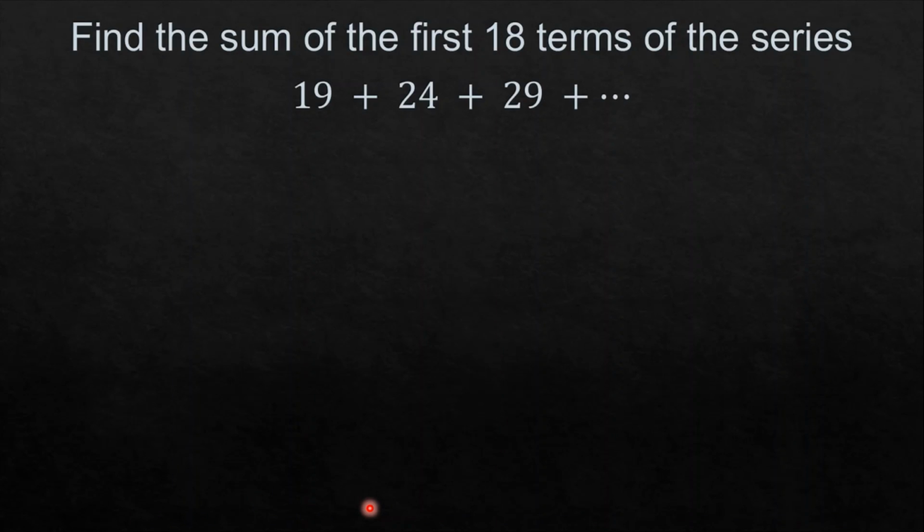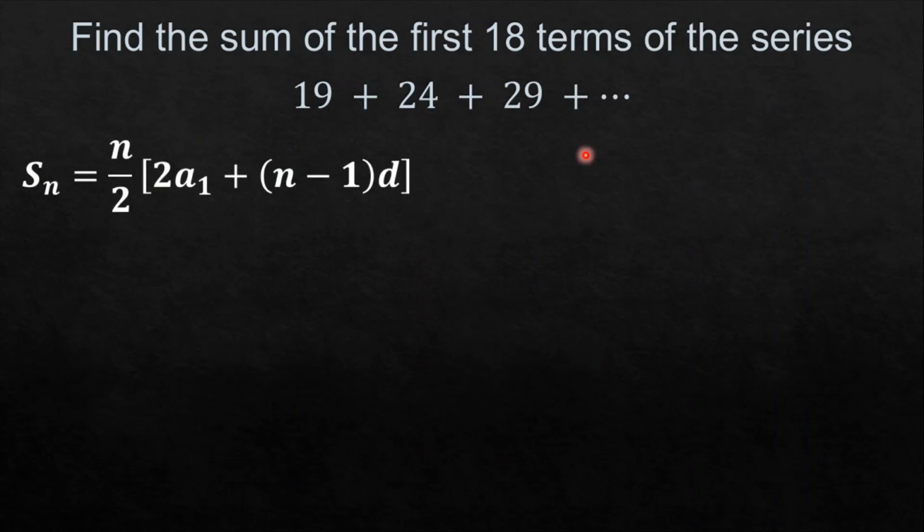This time, let us find the sum of the first 18 terms of the series, 19 plus 24 plus 29, and so on. For this problem, we will be using the second formula, kasi wala ang ating last term. Pwede naman nating isolve ang last term using the general term na napag-aralan ninyo. Ganon din naman ang kalabasan. So, parang pinlug in lang din natin siya dito sa ating formula.